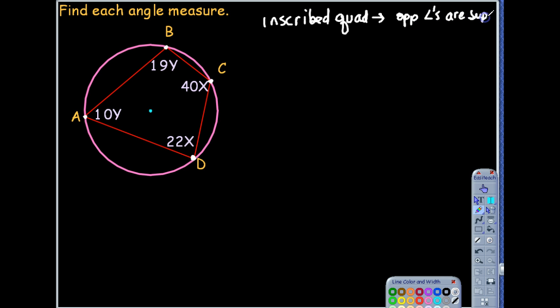So which angles would be supplementary in this picture? Like angle A and C. These two angles here would be supplementary, which essentially means what are we going to do with those measures? Well, we can write an equation. So let's say 40x plus 10y is equal to 180. So here's the deal, guys. This is just applying the theorem, using the new material to write an equation.